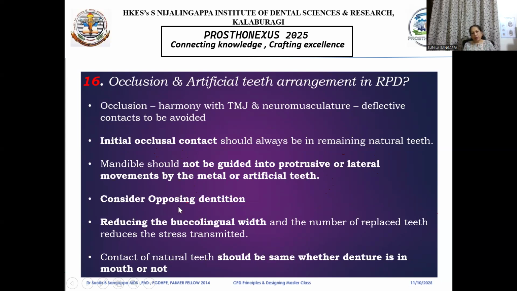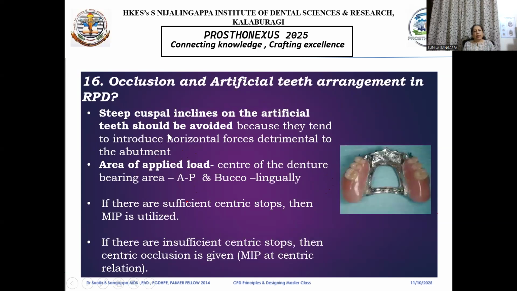Always consider the opposing dentition, because if the opposing arch has natural teeth, definitely the forces acting are different and the contacts will differ. Reducing the buccolingual width and the number of replaced teeth will definitely reduce the stress. Contact of natural teeth should be the same whether the denture is in the mouth or not. Steep cuspal inclines on the artificial teeth should be avoided because they tend to introduce horizontal forces.